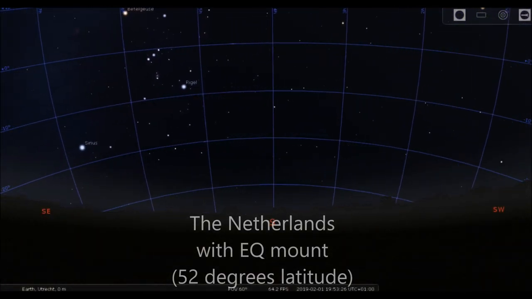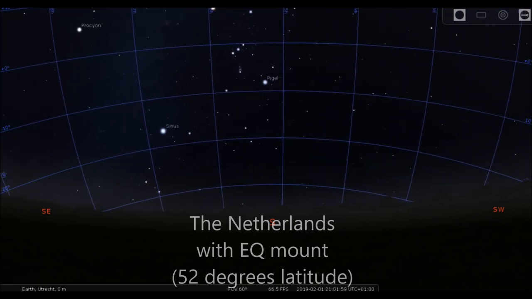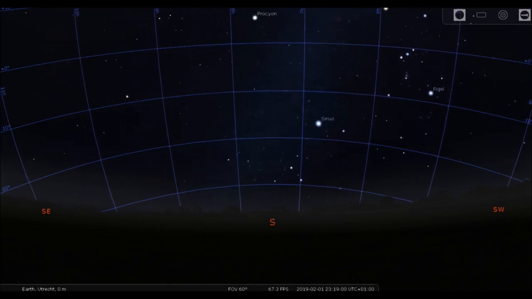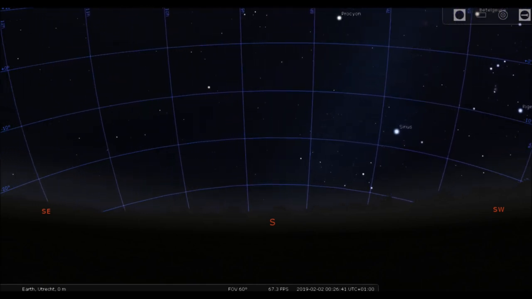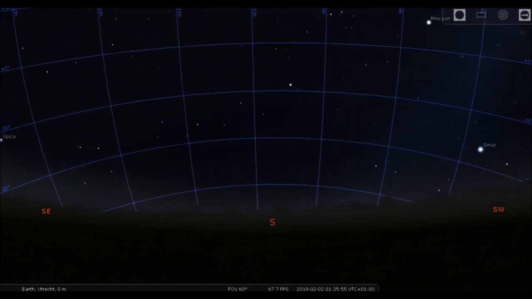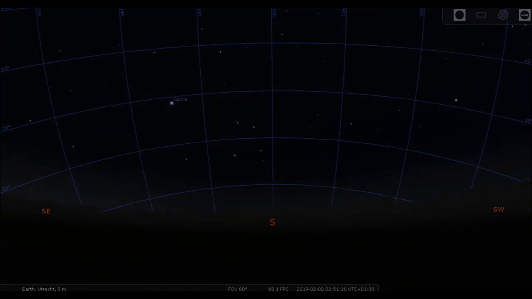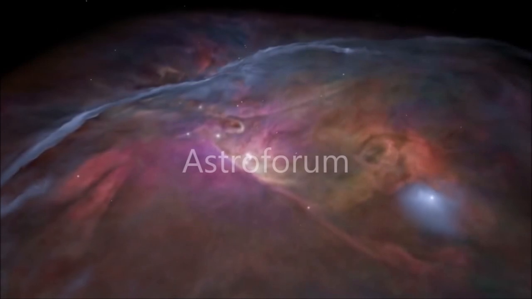An equatorial mount can. Why? Because it's aligned with the celestial pole. The Earth is a little bit tilted, so it takes that into account. And it also takes into account your latitude. So that's why I would recommend buying an equatorial mount when you start this hobby of astrophotography.